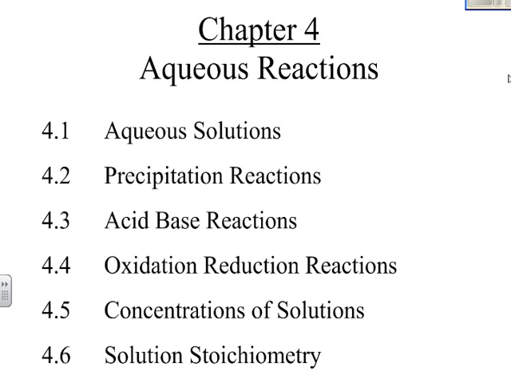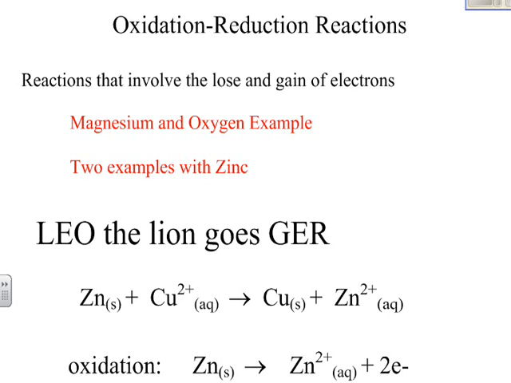The next segment in Chapter 4 will discuss oxidation-reduction reactions as well as concentrations of solutions. So oxidation-reduction reactions. These are reactions that involve the loss and gain of electrons. A couple of examples.